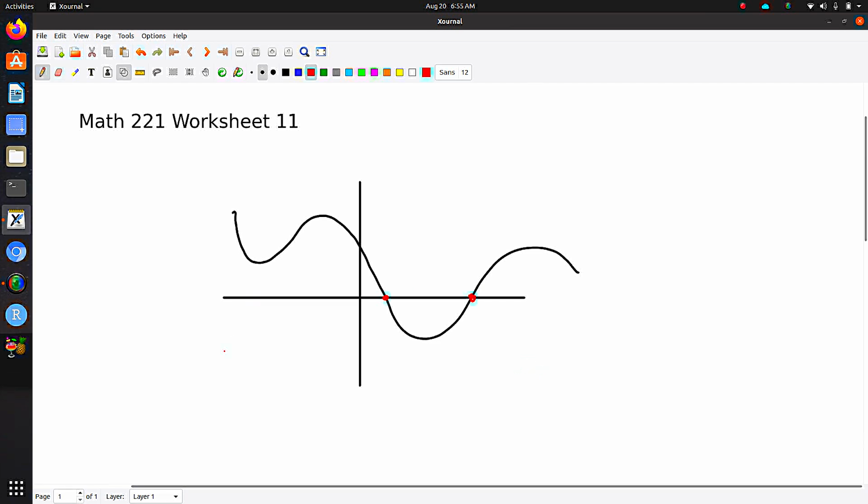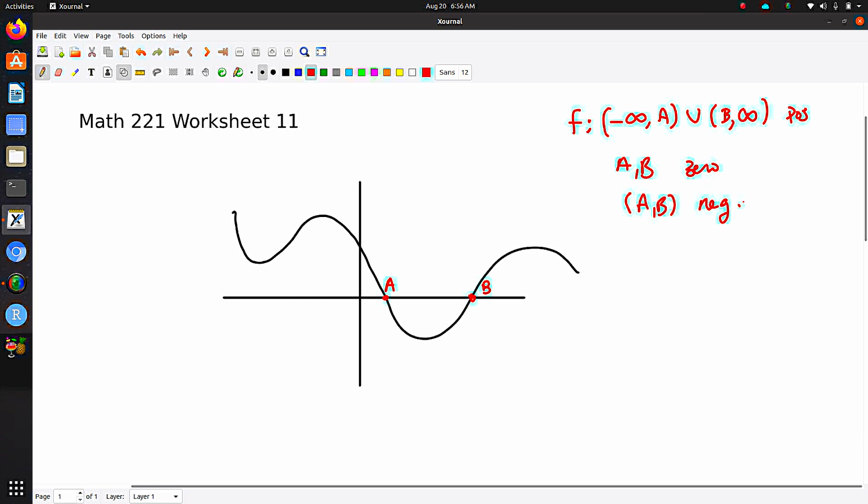So for example, wherever this is, I'm just going to label this A, x is A, x is B. So for f, from negative infinity to A, and from B to infinity, f is positive. And at A and B, f is 0, and then from A to B, f is negative. So I've just analyzed f. This should be really easy because it's just a little visual thing.